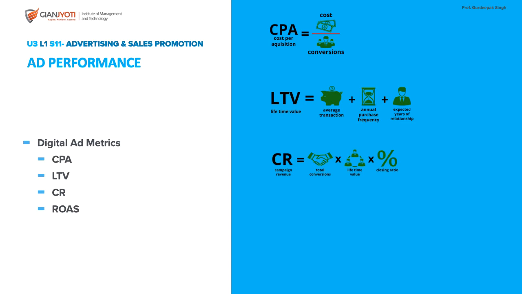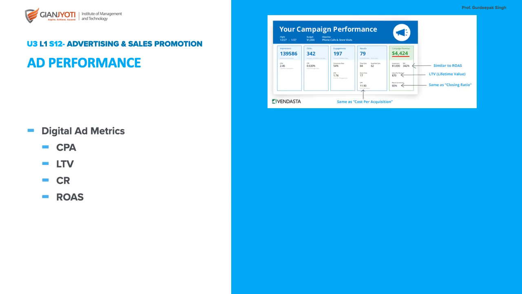Then campaign revenue, total conversions multiplied by lifetime value, which you have calculated above, multiplied by closing ratio, how much you were able to close. And the most important that we use is return on ad spend. So this is the total campaign revenue divided by the total campaign cost. So again, it is dependent on the conversions and how much revenue each conversion is bringing. So that is how you calculate, and then divided by the campaign cost.